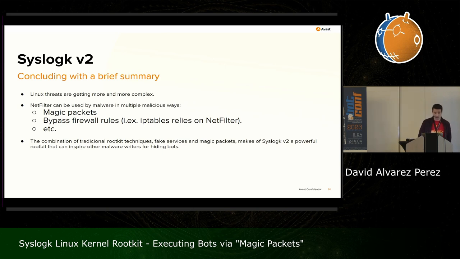And well, that's all. As a conclusion, we can see that Linux threats are getting more and more complex, and that NetFilter can be abused in different ways. For instance, it can implement magic packets, but it can also skip the firewall because iptables relies on NetFilter. And the combination of traditional rootkit techniques that we can see in GitHub and so on, and fake services and magic packets, makes Syslogk version 2 an interesting and powerful rootkit that can inspire others to implement botnets. That's all from my side.